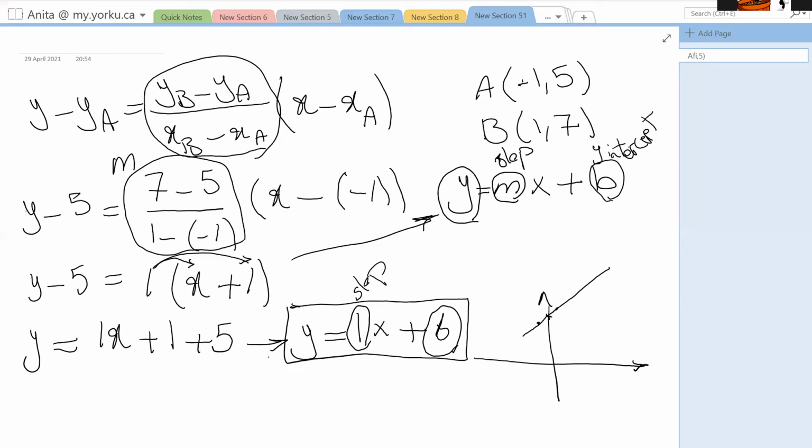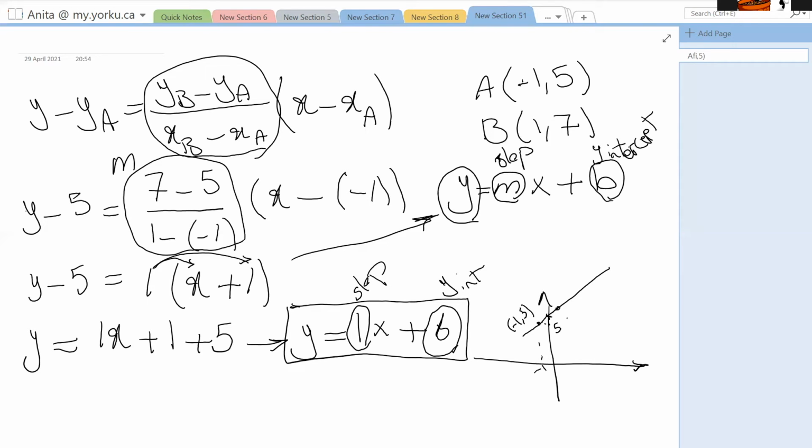What is the y-intercept? It intersects at 6. Exactly. The y-intercept is 6. See here, for the line that we talked about, it's -1 and 5. So technically this is 5. Here is -1.